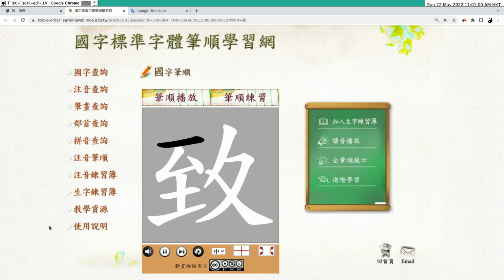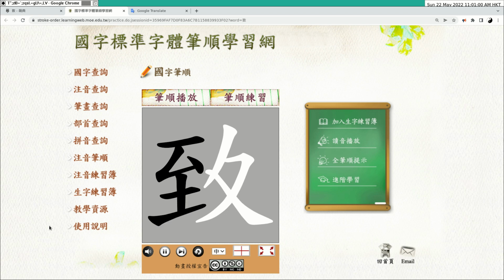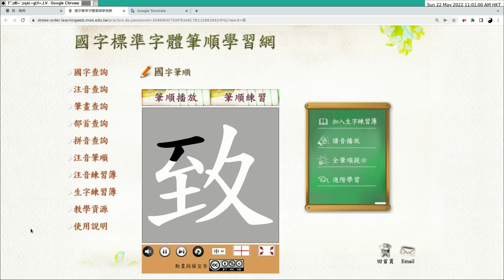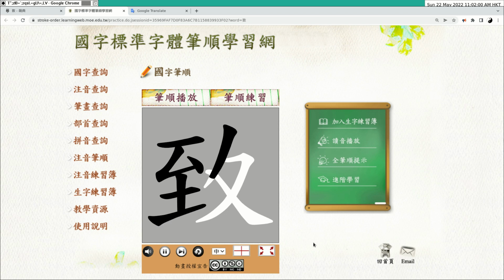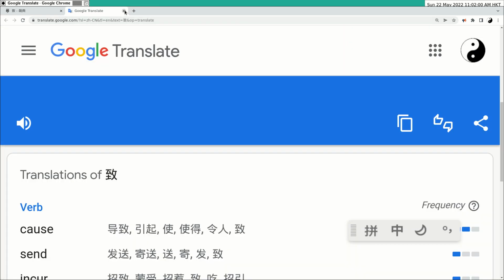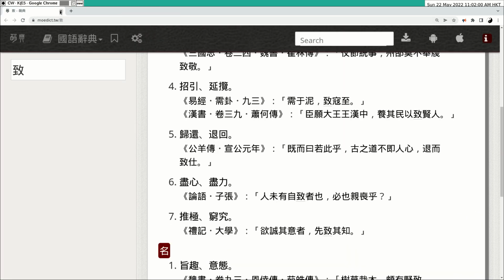That's a writing sequence. Okay, you may wish to watch again. Contain the left part of the radical. Okay, that's it. We have finished all the website about the character.